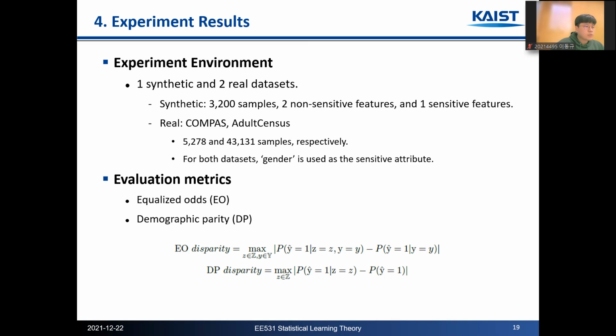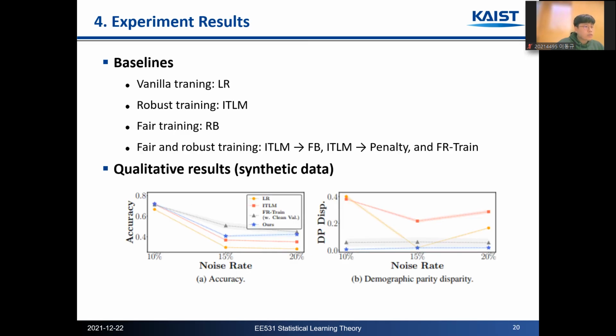Two representative group fairness measures are mainly used as evaluation metrics. First, equalized odds, EO, whose goal is to obtain the same accuracy between sensitive groups conditioned on the true labels. Second, demographic parity, which is satisfied when the sensitive groups have the same positive prediction ratio. The classifier is perfectly fair when the fairness disparity is 0. The proposed algorithm is compared with four types of baselines: vanilla training, robust training, fair training, and fair and robust training. 10% of labels or targeted labels are flipped in the training data, and each experiment is repeated 5 times.